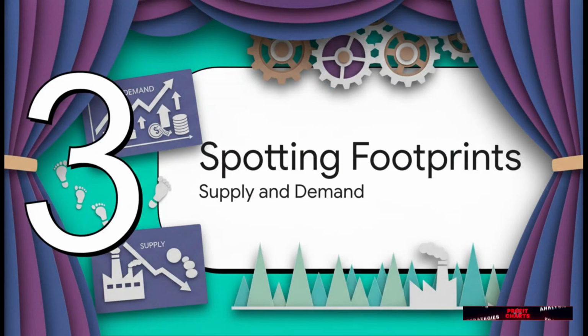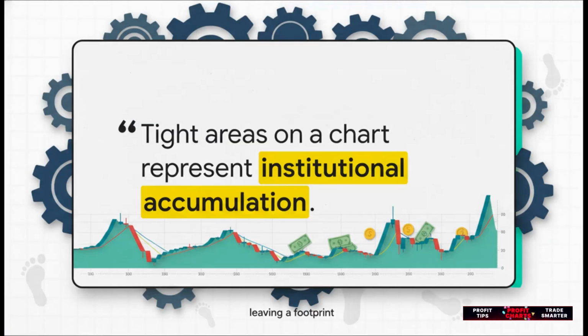Which brings us to Section 3, spotting institutional footprints. This is where we get into the real mechanics of supply and demand. This quote right here is absolutely crucial to internalize. Tight areas on a chart represent institutional accumulation. It's the ultimate insider secret. While the average retail trader is getting bored out of their mind watching a chart chop sideways in some tiny little range, the massive institutions are quietly going to work.